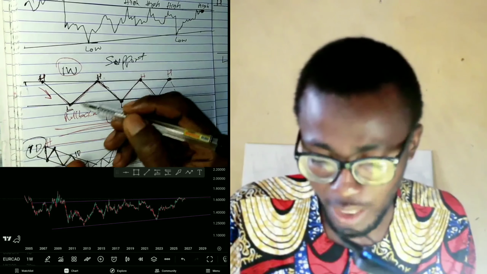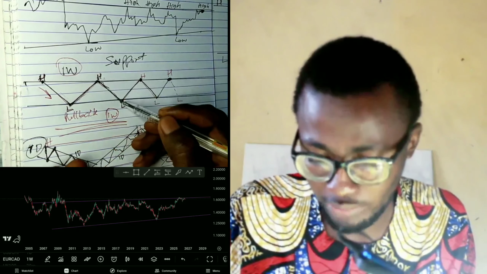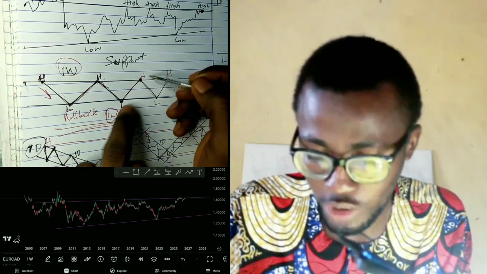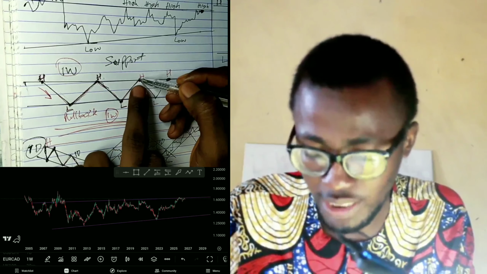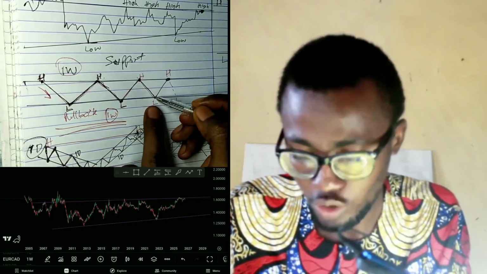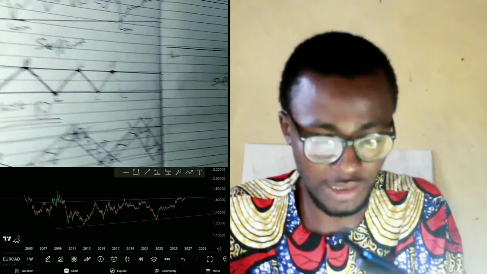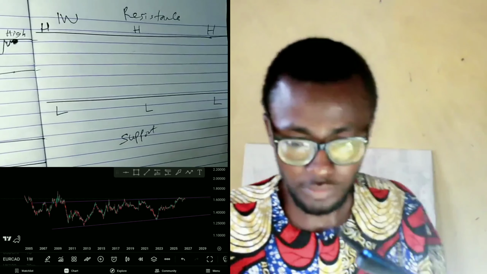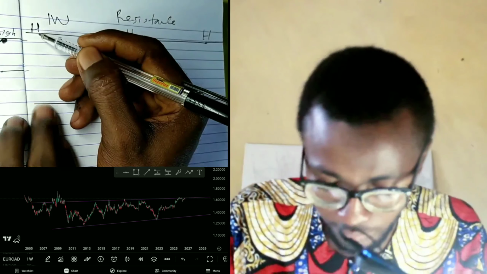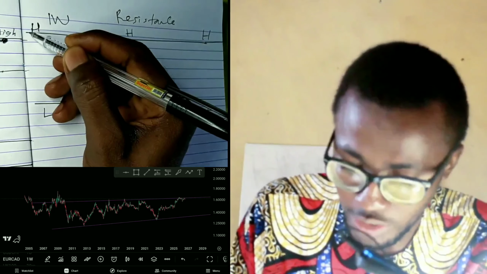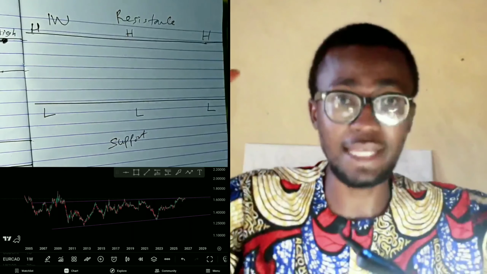It starts going up. So as it's going up, resistance will make it go down. As it's going down, support will make it go up. So you need to understand that. Now, look at what is going on here. This is the 1 week time frame, which is a higher time frame now.